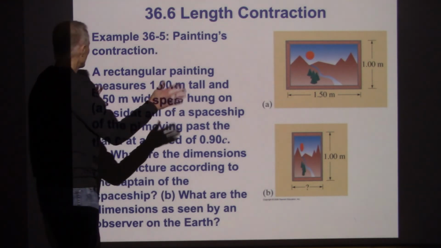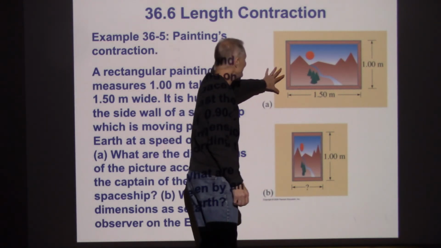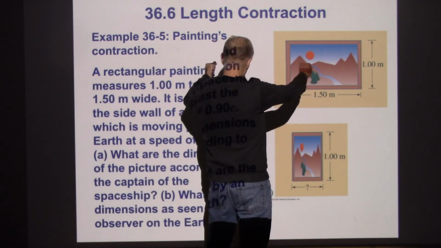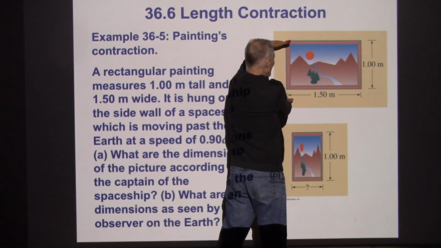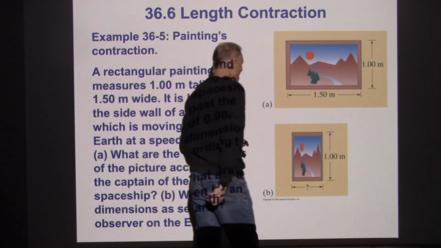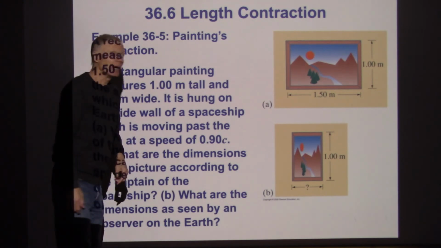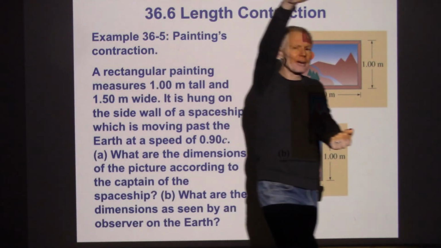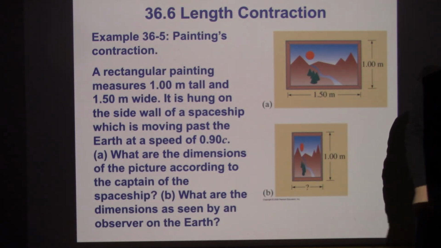All right, this is kind of a crazy example. It says here, I think, here is a portrait. It's at rest. It has a height of 1 meter. It has a length of 1.5 meter. What would happen if someone took this portrait, or this painting, sorry, and went by at a really high speed?